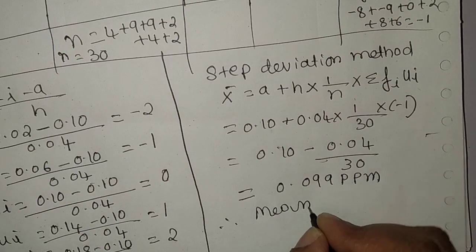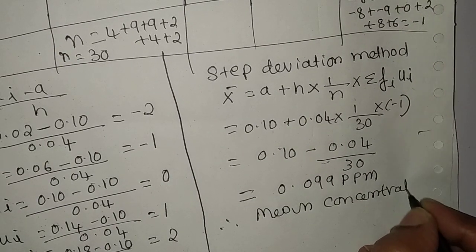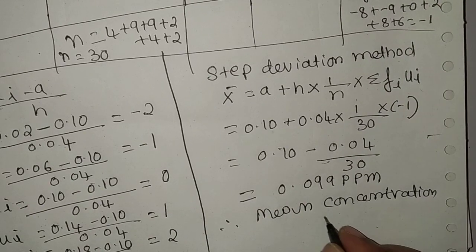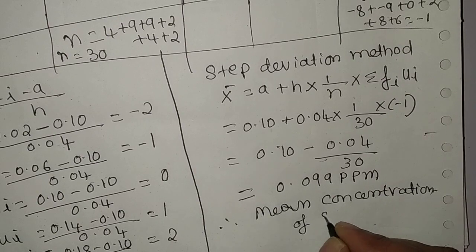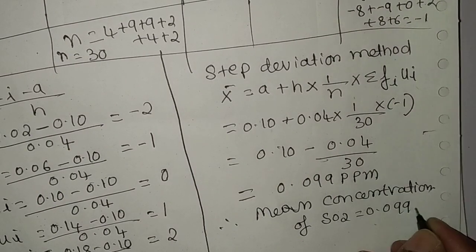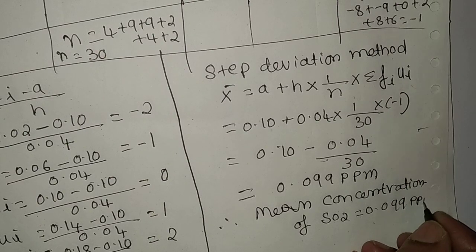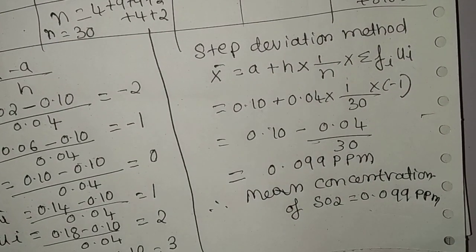So the mean concentration of SO2 is equal to 0.099 ppm. So this is the solution for the 6th and 7th problem.